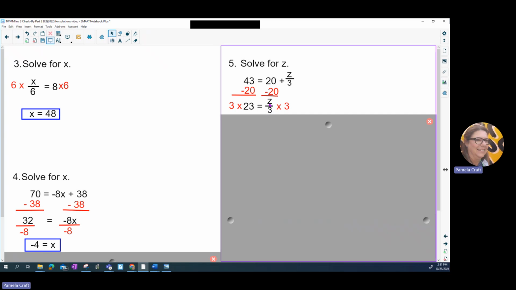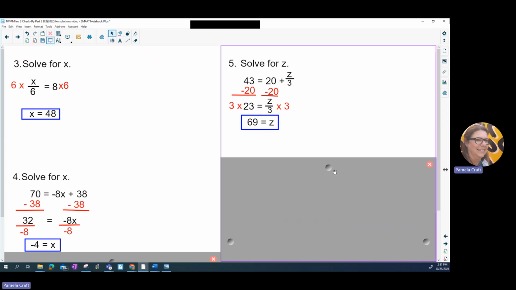So now I have a one-step equation with division. I undo division by multiplying, and I'm going to multiply by 3 on both sides. And 23 times 3 is 69. And z divided by 3 times 3 is just 1z.